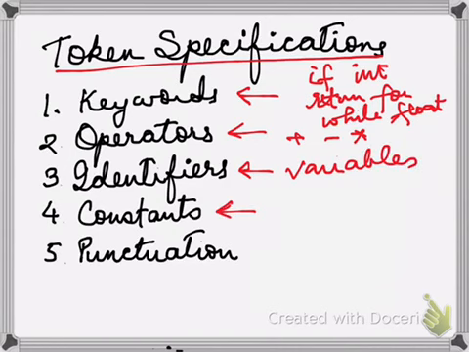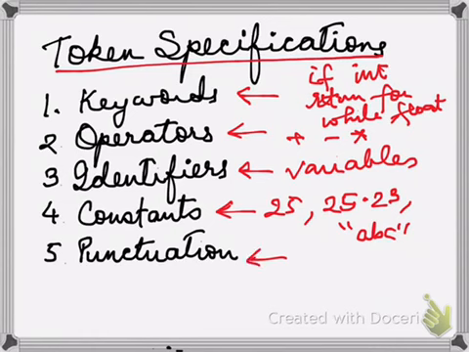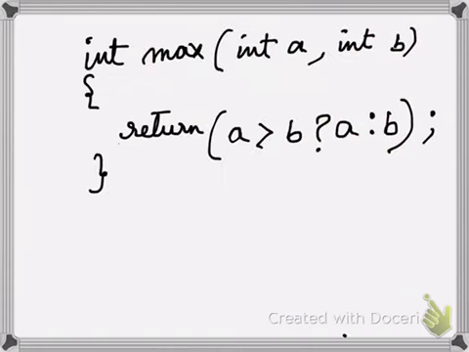Then we have constants, that can be integer constants, floating point constants, or string constants. So all types of constants will come under the category constants. And then you may have punctuation marks, semicolon, colon if it is there in that language, then parenthesis, curly brackets, all these will come under punctuations. So let us see a program.